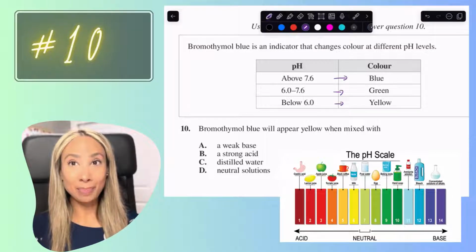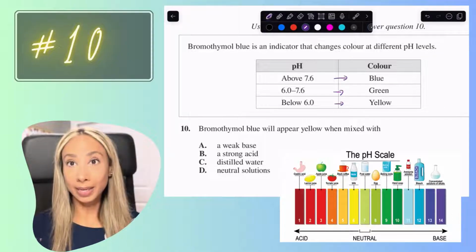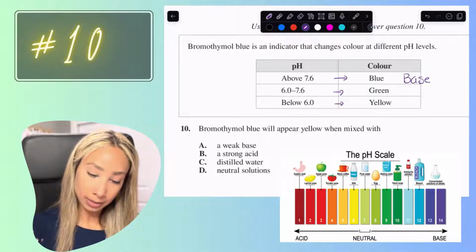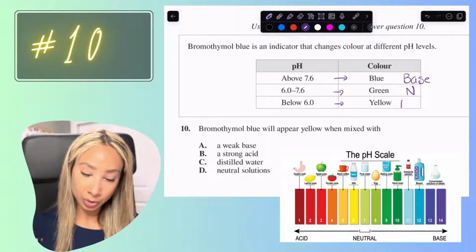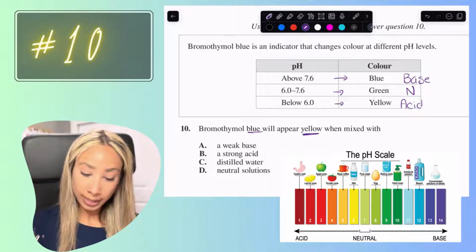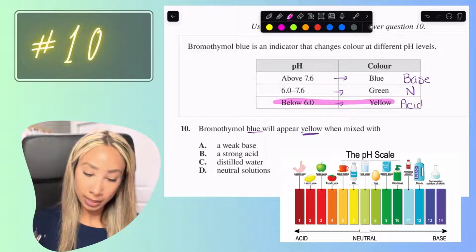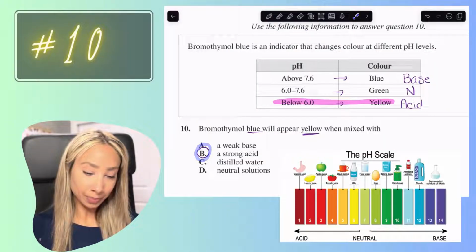So we need to be really clear about our pH scale here. I'm just going to go ahead and write in what we would expect at each kind of color. So if it's above 7.6, we're going to be looking at a base. If it's between 6 and 7, we know we're looking at something that's neutral. And if it's below 6, we know we're looking at an acid. So if all of a sudden we mix it and we get our outcome to be yellow, that means we're looking at something that's going to be in this range here. So that means we're looking at an acid. So our answer for this one is going to be B.